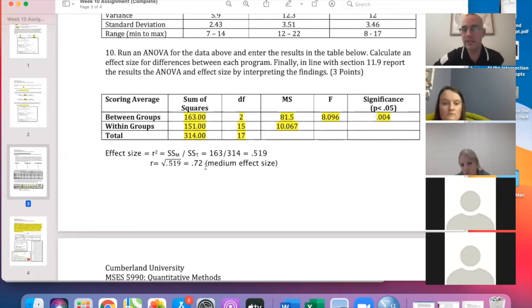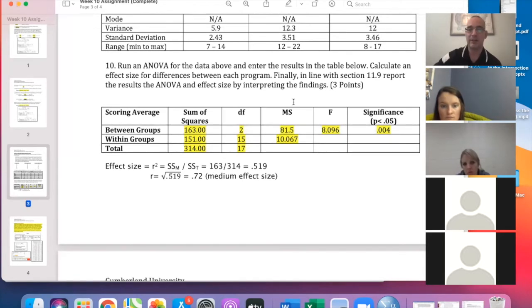0.72 is a medium effect size. Remember, it was like 0.2, 0.5, 0.8. So it's somewhere between a medium and a large effect, but 0.72, we quantify that as a medium effect size. Anytime that you run an analysis, it's always a good next step to try to calculate an effect size if you can. And this analysis asked us to do that.